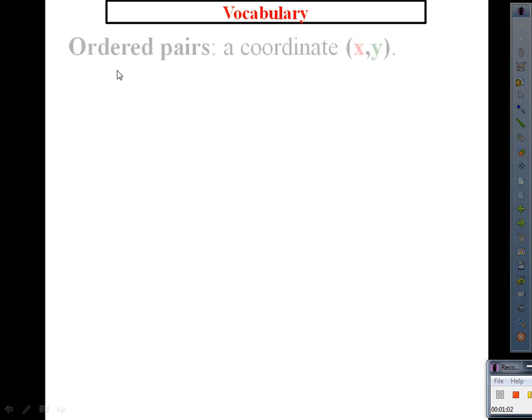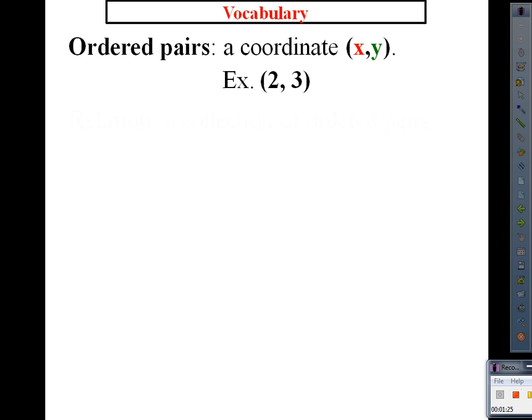First one, ordered pairs. Ordered pairs are what? A coordinate. What makes a coordinate? An x and a y value. How does that look with numbers? Well, like this: 2, 3. Is that an ordered pair? Yes. Is that a coordinate? Yes. Is that also a point if I was to plot that? Yes. It's all of them all together.